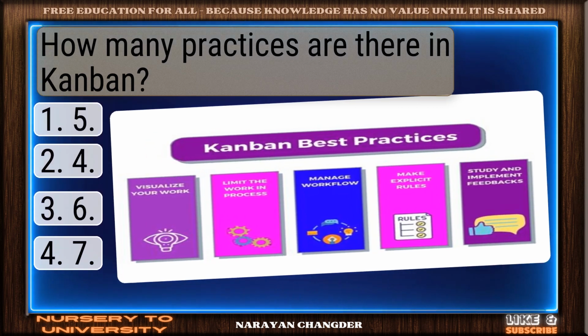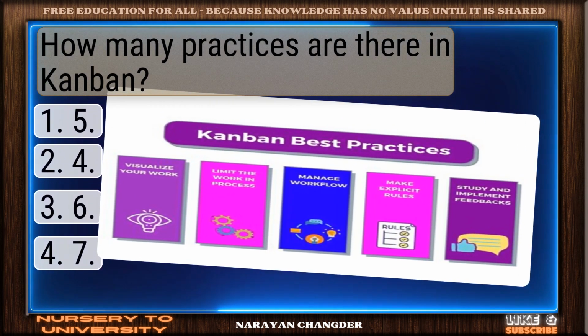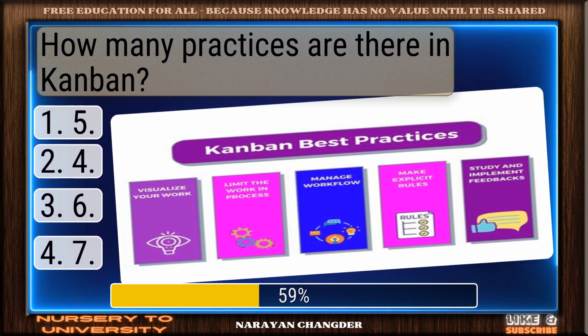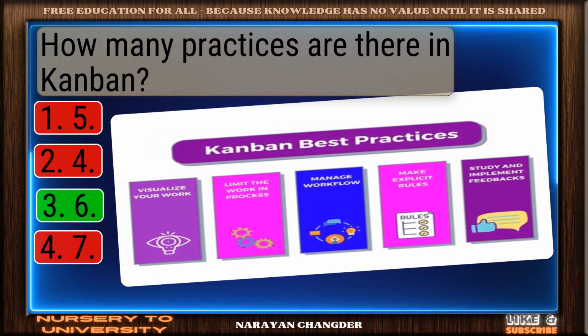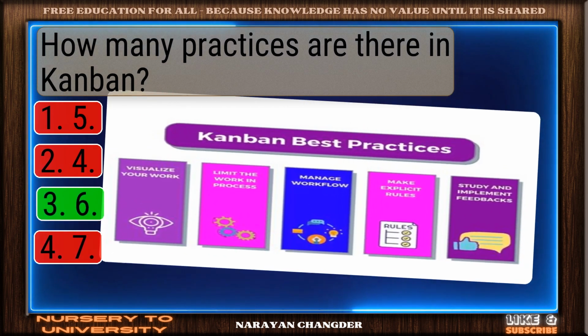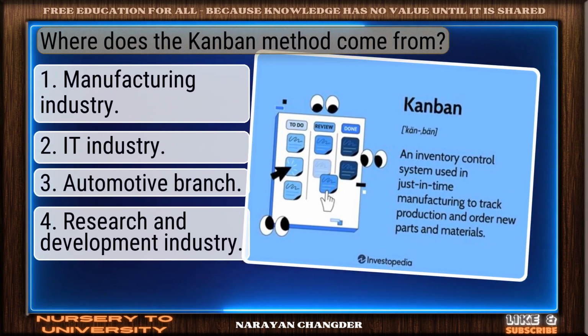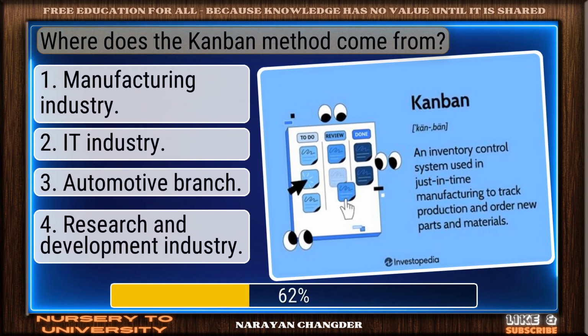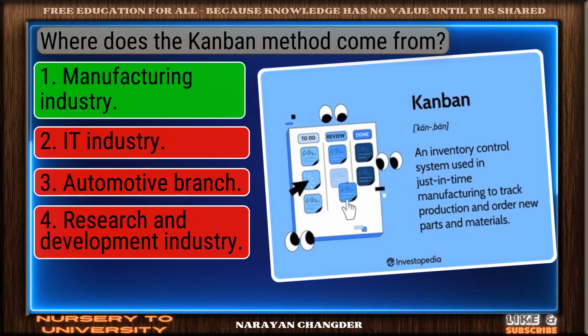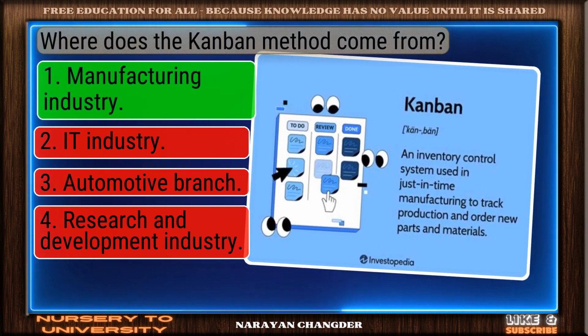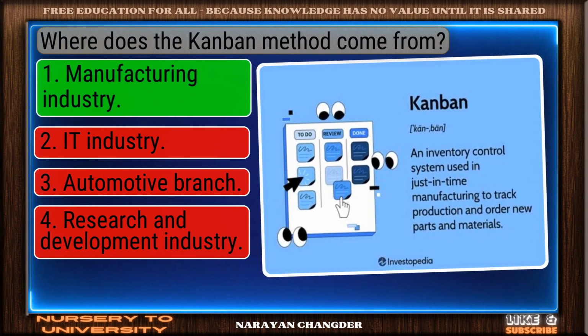Question number 5. How many practices are there in Kanban? Perfect. 6 is the correct choice. Question number 6. Where does the Kanban method come from? Right choice. Manufacturing industry is the best answer.